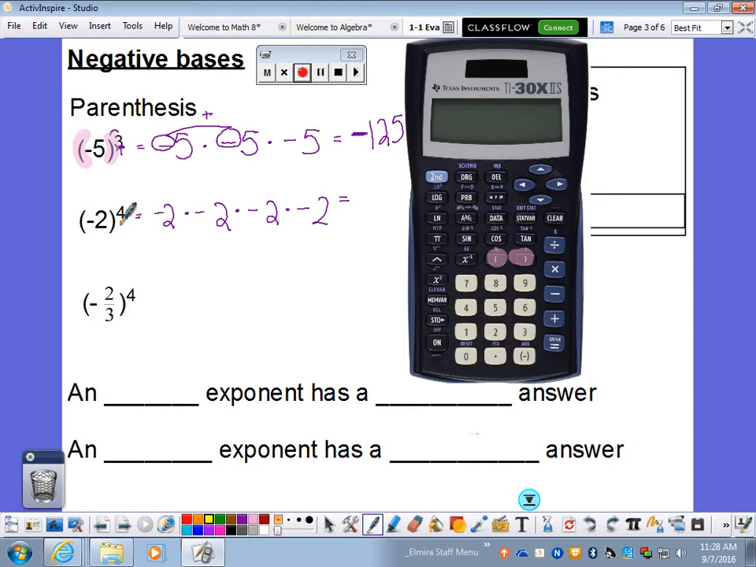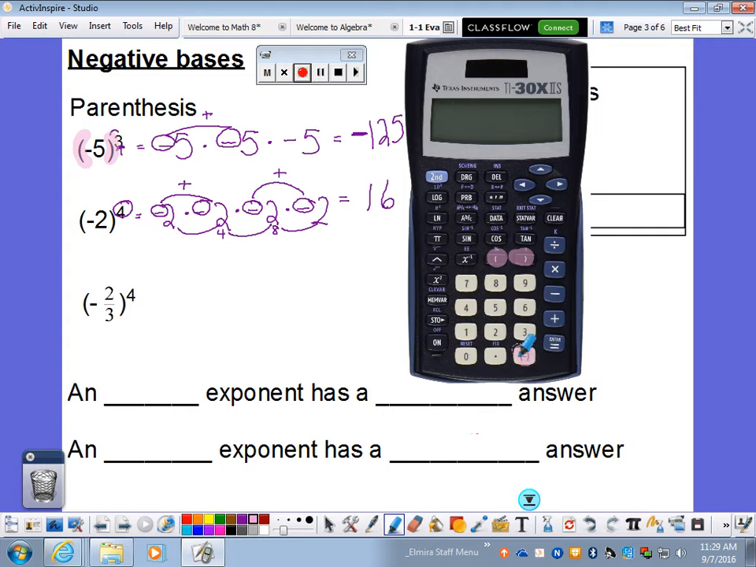This one is an even number of exponent. That means I'm going to have an even number of negative signs. These two negatives will cancel each other out and make a positive. These two negative signs will cancel each other out and make a positive. So if all the negative signs cancel each other out, it makes my answer positive. And my answer, let's see, 2 times 2 is 4, 4 times 2 is 8, and 8 times 2 is 16.